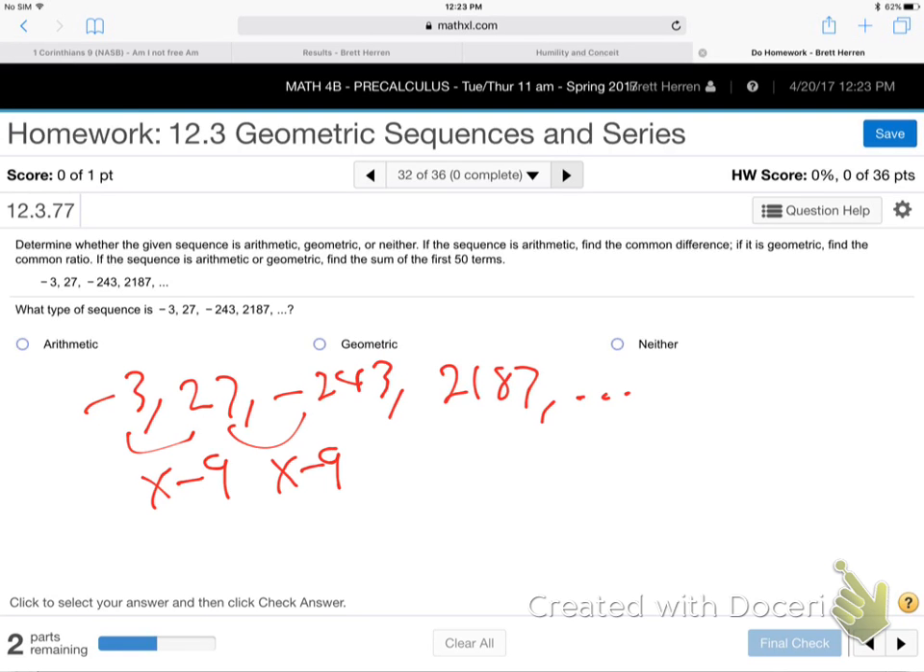Times negative 9. You check it out on your calculator, it is. So, wait, isn't it? Yeah, it is. So it's multiplied by negative 9 every time, even this time. So it's geometric, and you've got to find the first 50 terms, and I don't have time for that. So I'll move on. All right.